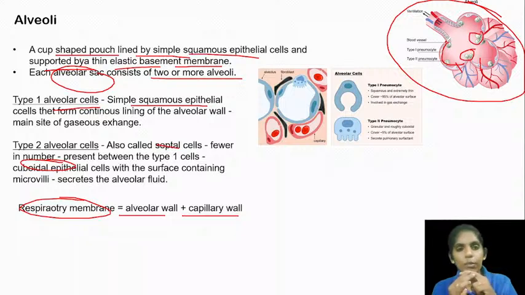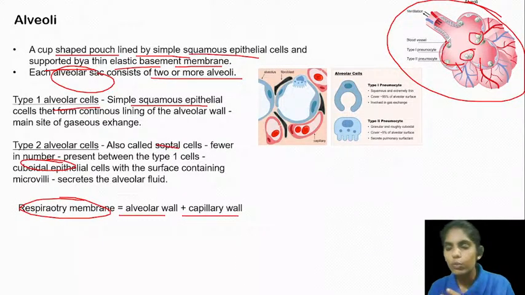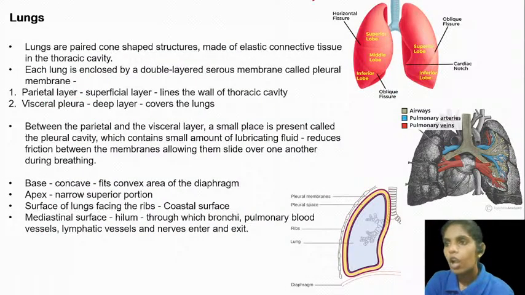Why the name respiratory membrane? Because between the capillary wall and the alveolar wall, the exchange or the diffusion of the gases will take place. So that's why the name, the respiratory membrane. These two walls constitute the respiratory membrane. And coming to the lungs, the main organ of the respiratory system.